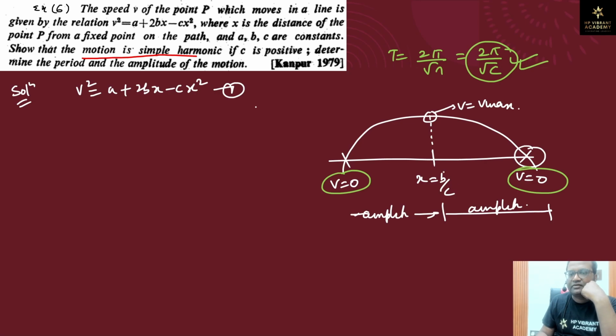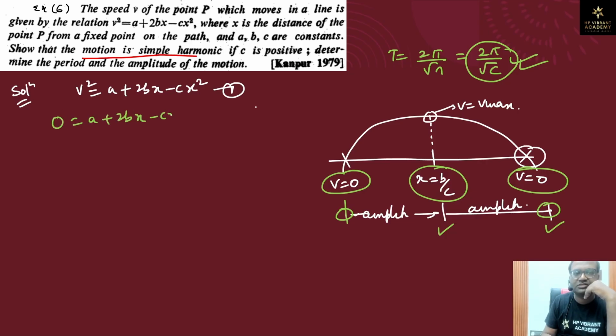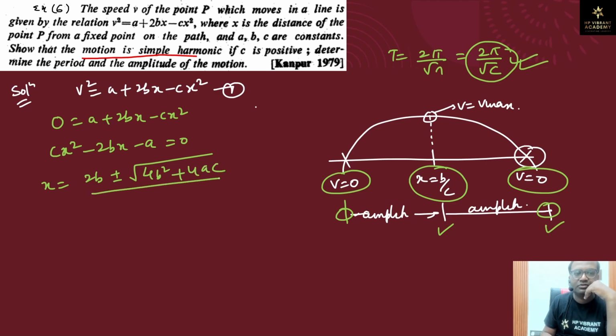Our center of force is b by c. So we will deduct this coordinate from the center of force, and we will get the amplitude. So first we have to find these 2 points. Let us put this to 0. So 0 is equal to a plus 2bx minus cx square. We have cx square minus 2bx minus a is equal to 0. So we have x is equal to 2b plus minus root under 4b square plus 4ac upon 2c.